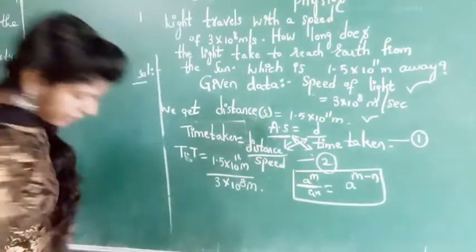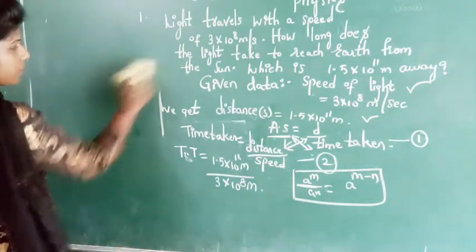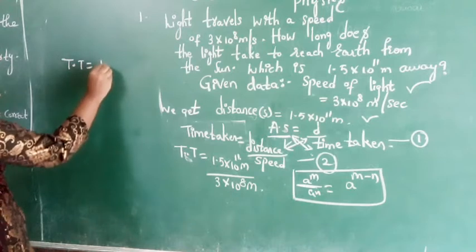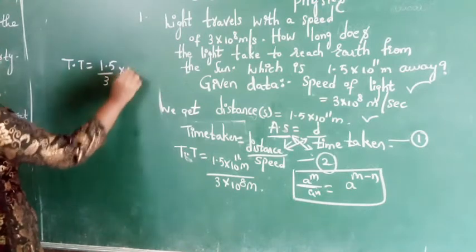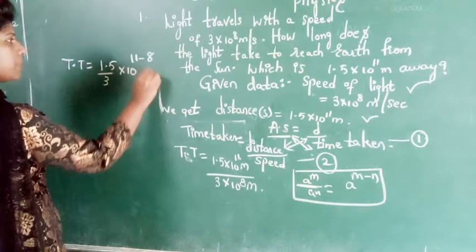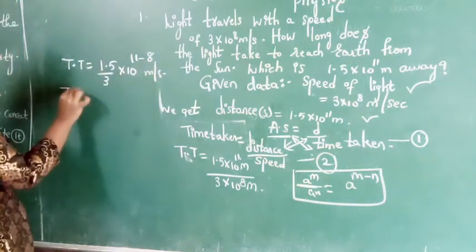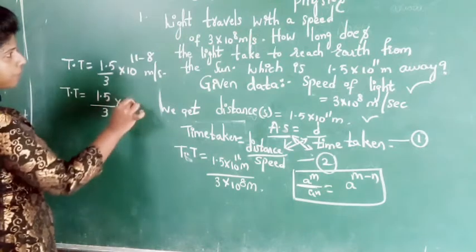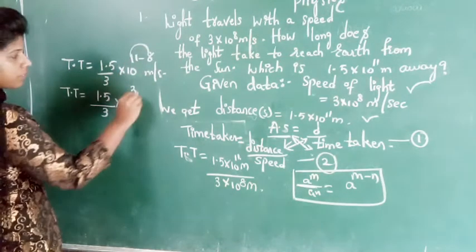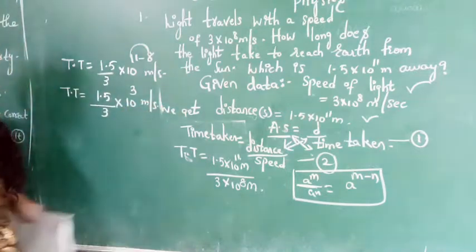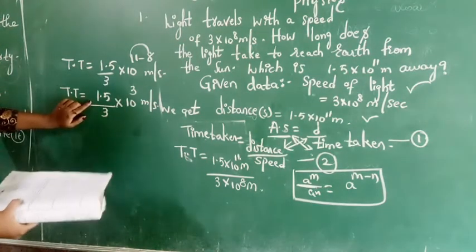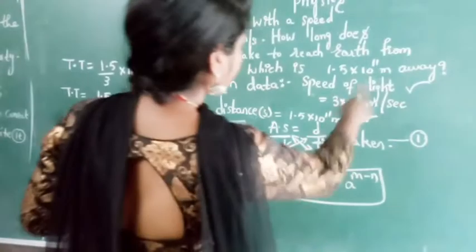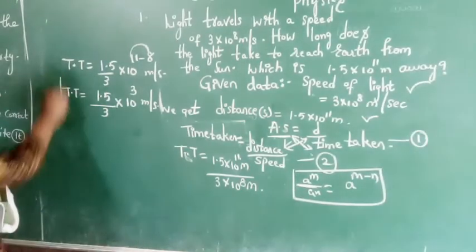So then look here. Time taken is equal to 1.5 divided by 3 into 10 power 11 minus 8 meters per second. 11 minus 8, how much? 3 meters per second. Is it clear, everyone? Is there any cancellation? Nothing is there, right? So this is the time taken value.